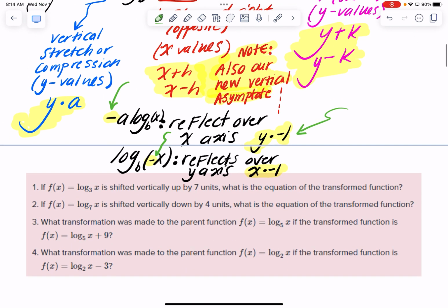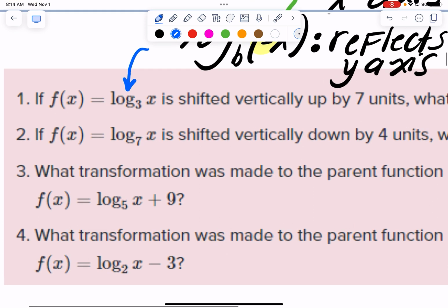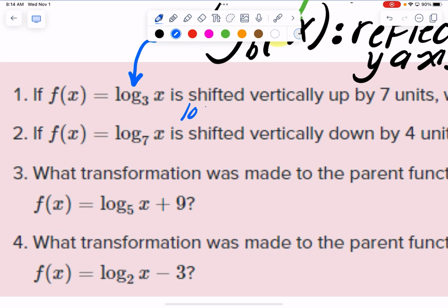Okay, so let's read this problem. It just says, write the equation of this transformation. It says, this is your parent function, shift vertically up by 7. So what would be the new equation? Log base 3 of x plus 7. Log base 3 of x plus 7, right, everyone? And then when you're going to the homework, they might make you type in f of x equals, just to be technical.